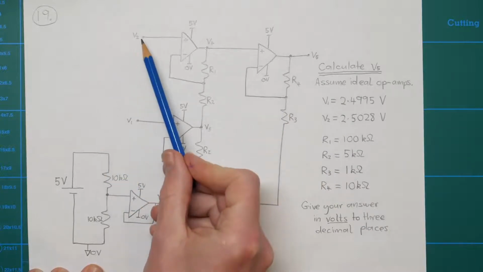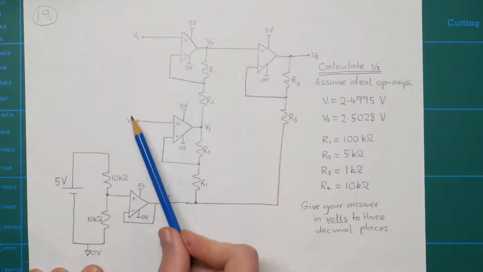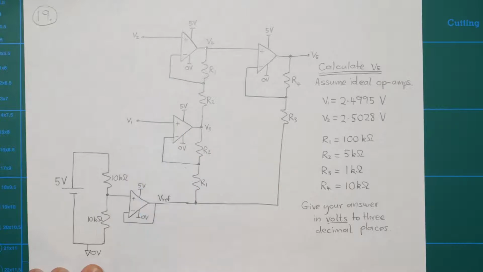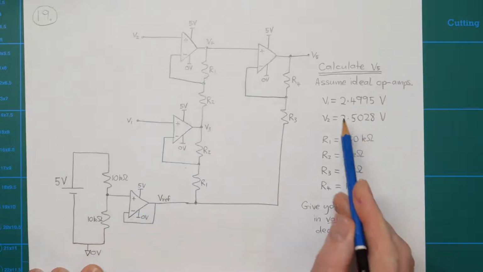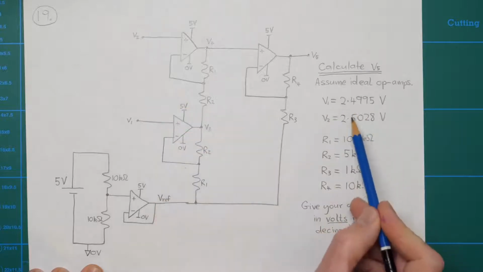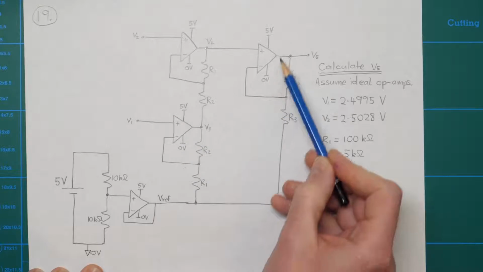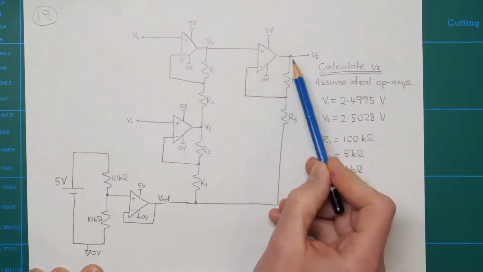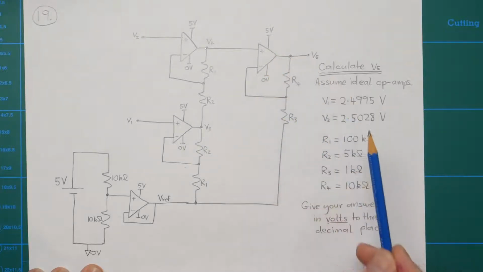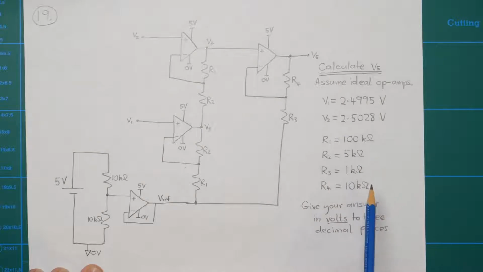The inputs to the circuit, the differential voltage input, are V2 and V1. We're told the values of V2 and V1. You can see they're very close together, and that's because the combination of this part of the circuit and this part of the circuit is going to result in a higher gain than we've seen for the earlier questions in the quiz. So let's look at the reference voltage first.